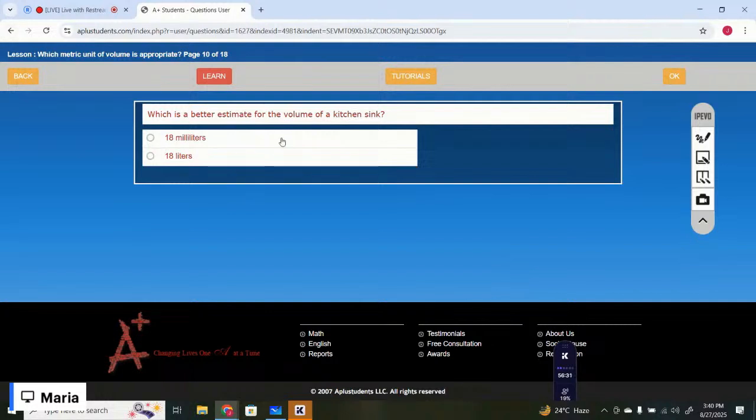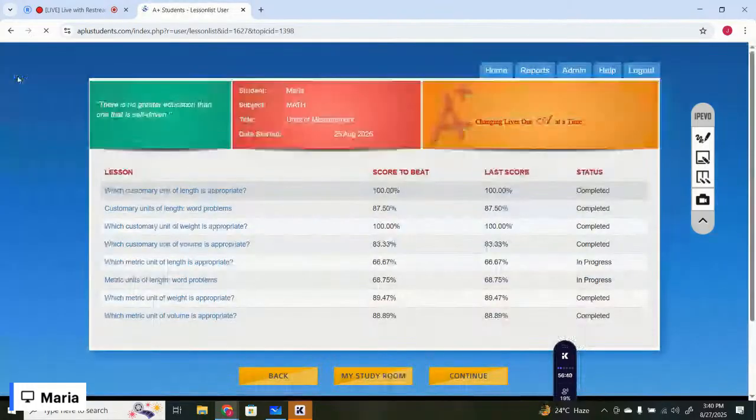Which is a better estimate for the volume of a kitchen sink? It would be 18 liters. Option number 2 is the correct option. Okay, you can complete the lesson by yourself later today.